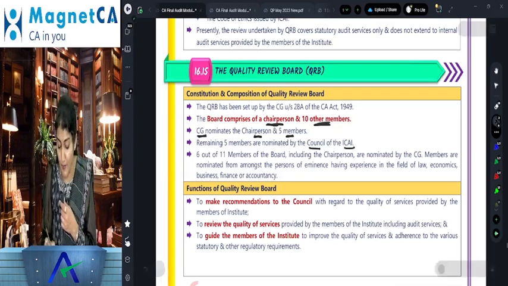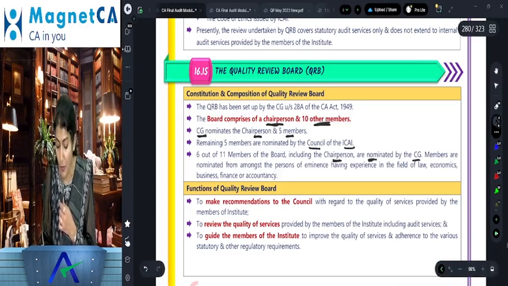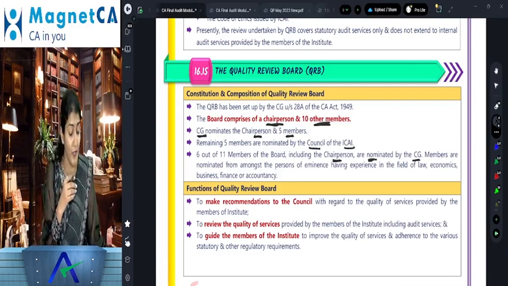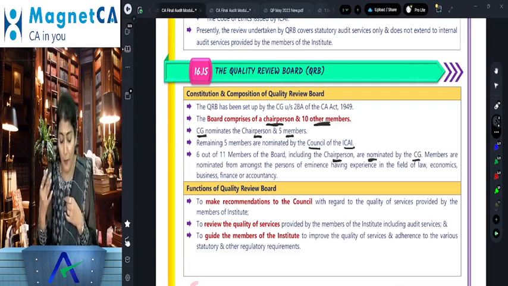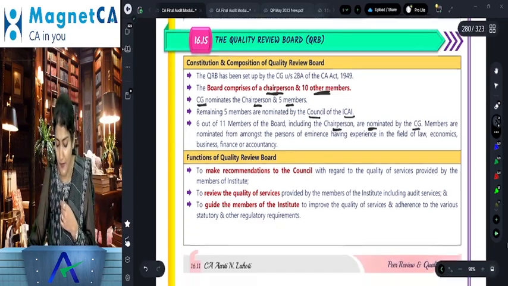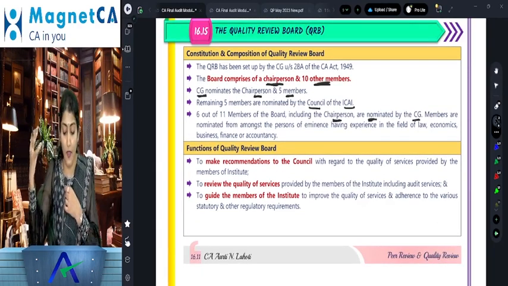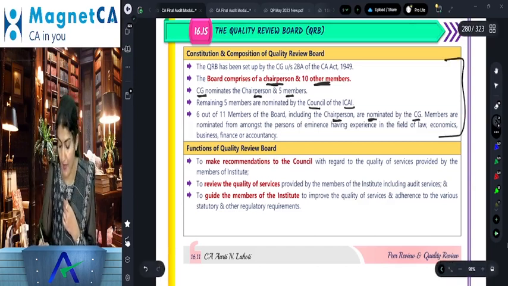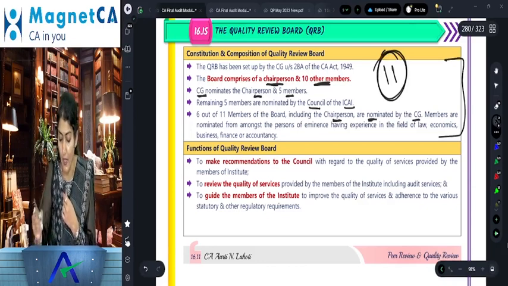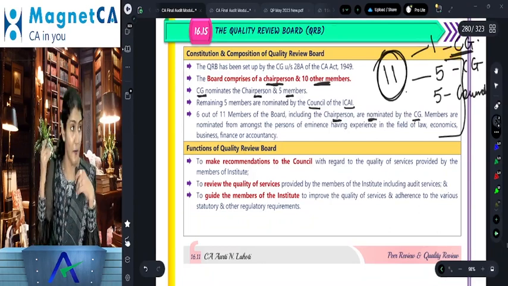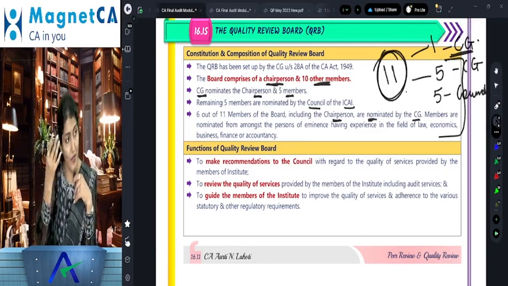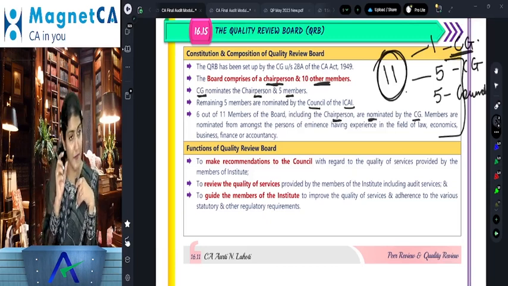And 6 out of 11 members, including the chairperson, are nominated by the central government, because I told you, quality review board is independent of ICAI. So here the domination is with the central government, and members are nominated from amongst persons of eminence having experience in the field of law, economics, business, finance or accountancy. Right, so that is where these members are selected. So here how many members? 11. Chairperson and 10 other members. 1 chairperson, 5 nominated by the central government and 5 nominated by the council, and the chairperson is also nominated by the central government. There we had minimum 6 to maximum 12. Here it is fixed, chairperson plus 10 other members. Chairperson and 5 members to be nominated by CG and 5 to be nominated by the council.